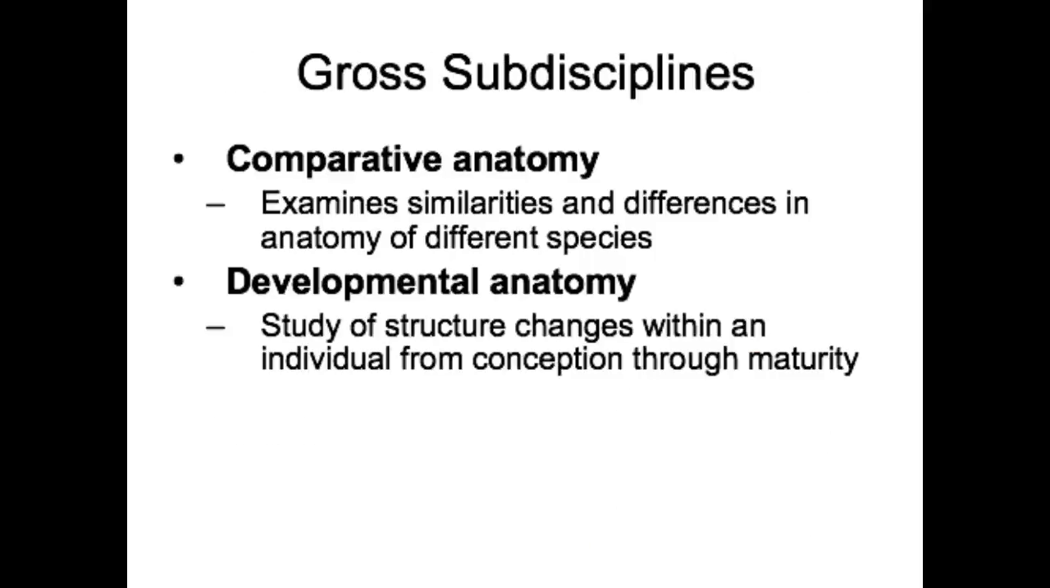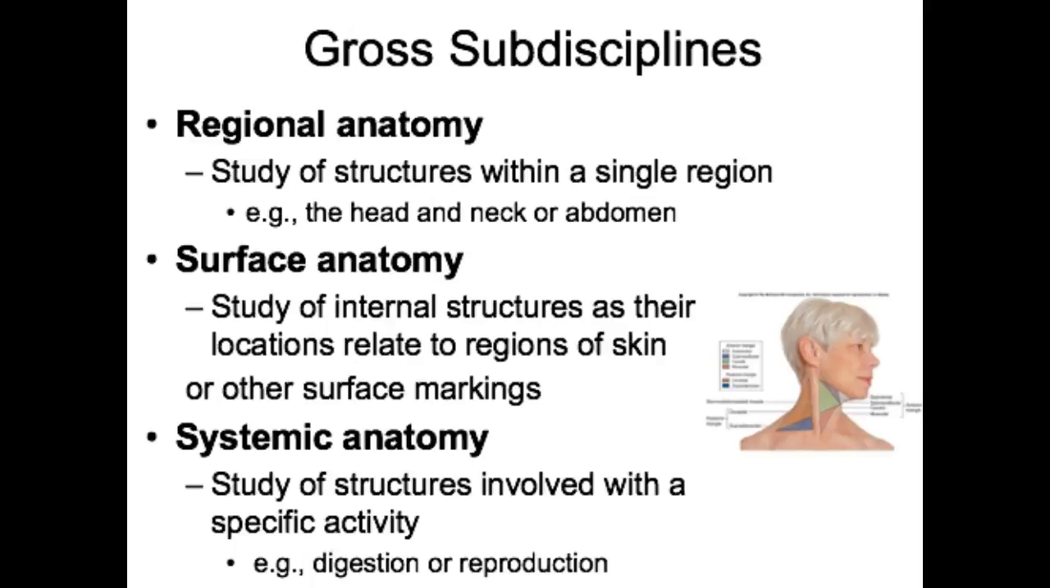So some other subdisciplines in the gross anatomy field: comparative anatomy, examining similarities and differences between different species. We're not going to do a ton of that. We are clinicians for the most part. You're all going into nursing. You're going to be working with humans, not dogs, not cats, not birds. So there won't be very much comparative anatomy in this course. And developmental anatomy, study of structure changes within an individual from conception through maturity. We cover a bit of aging physiology from time to time. That does come up.